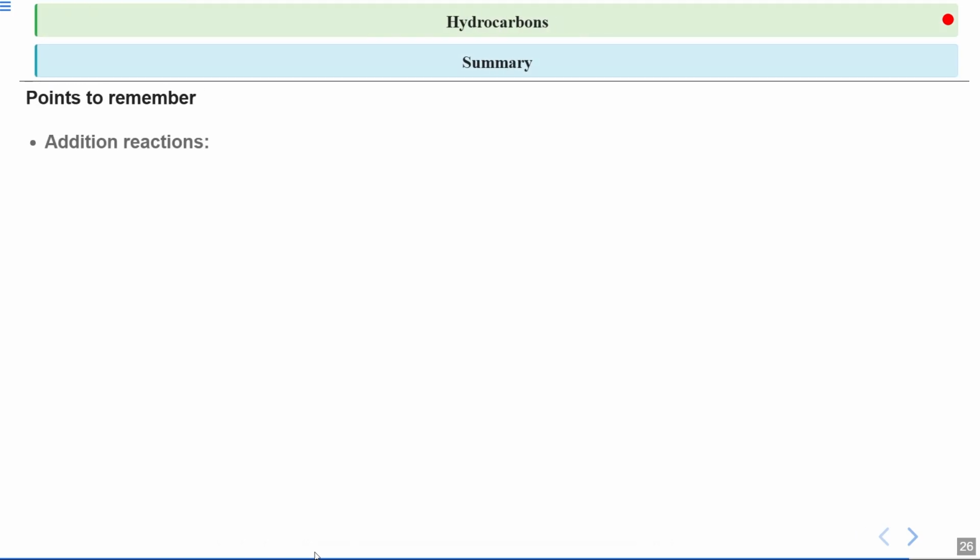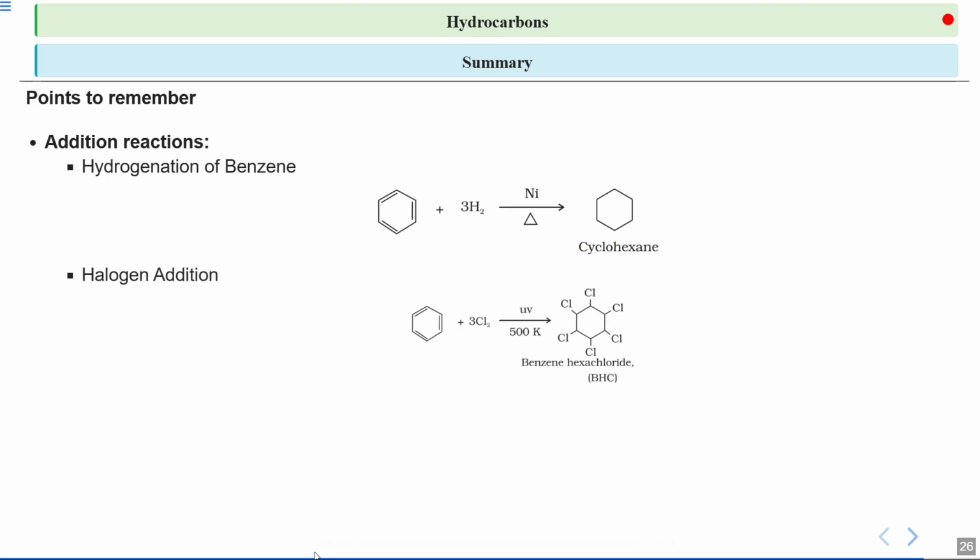Now next, we have some addition reactions as well. So we talked about hydrogenation of benzene, in which a benzene ring is directly converted to cyclohexane in presence of high temperature, or in some cases high pressure also. We require nickel as a catalyst, and hydrogen is added to create a completely saturated compound, which is cyclohexane.